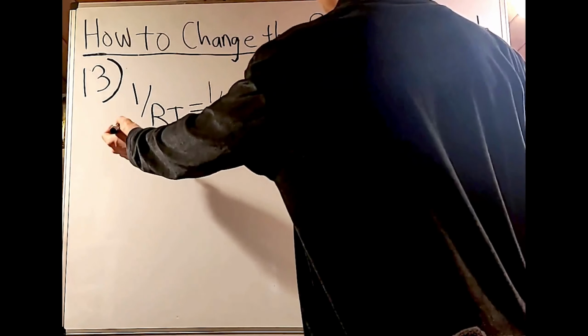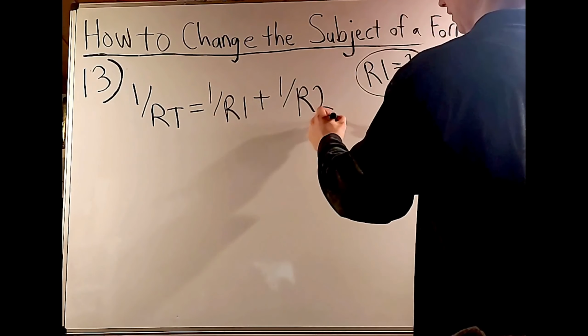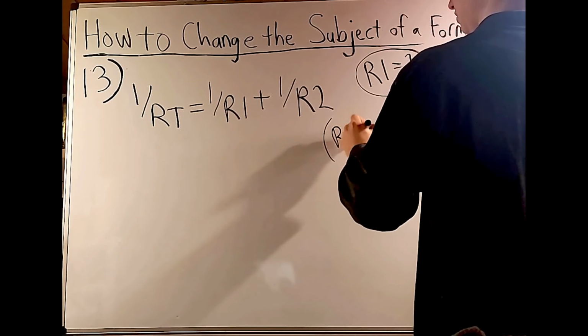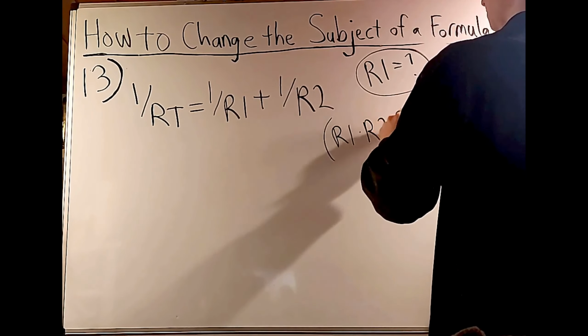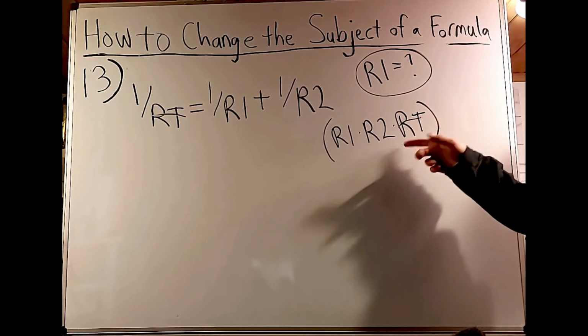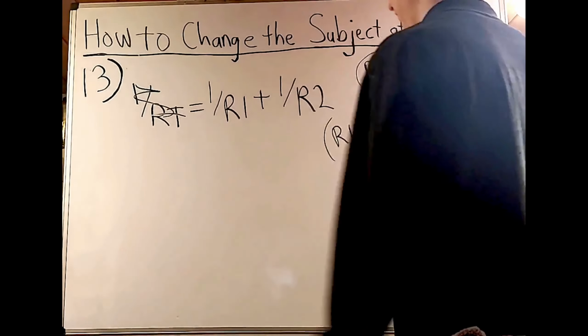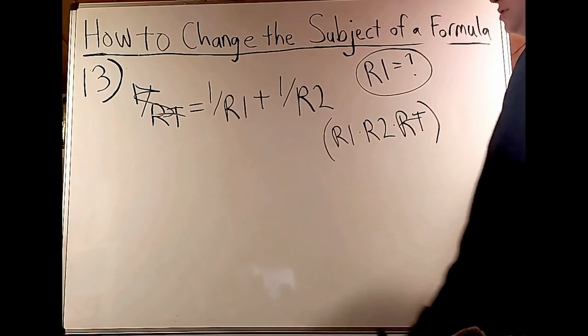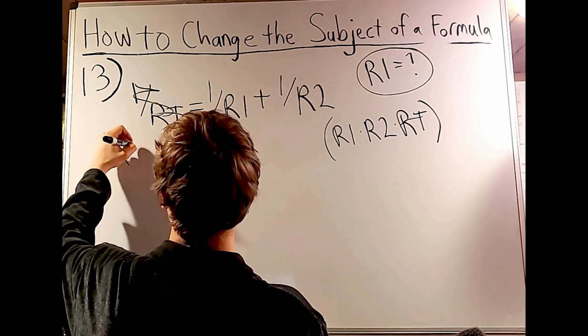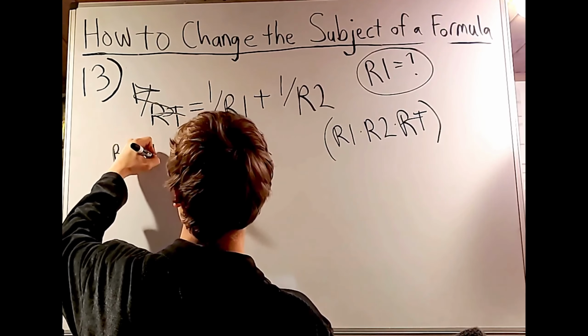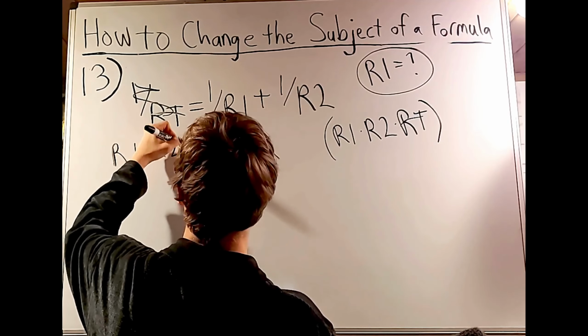And this would be by multiplying everything here by R1, R2, and R total. So now we can see we're going to cancel out R total here, because on the left side we already have R total. What's going to be left over is R1 times R2. Okay, so we have R1 now times R2. That's our new left side.